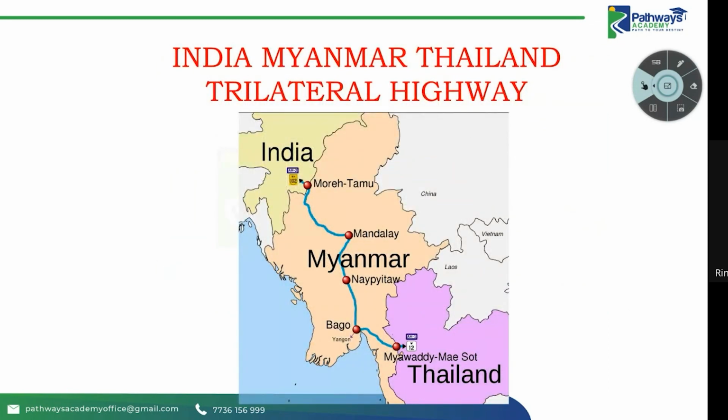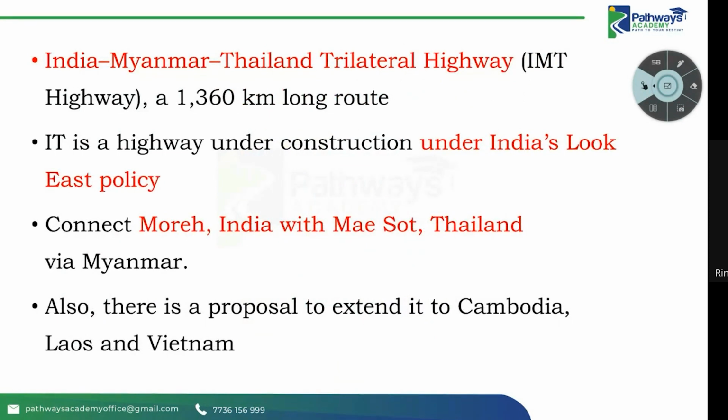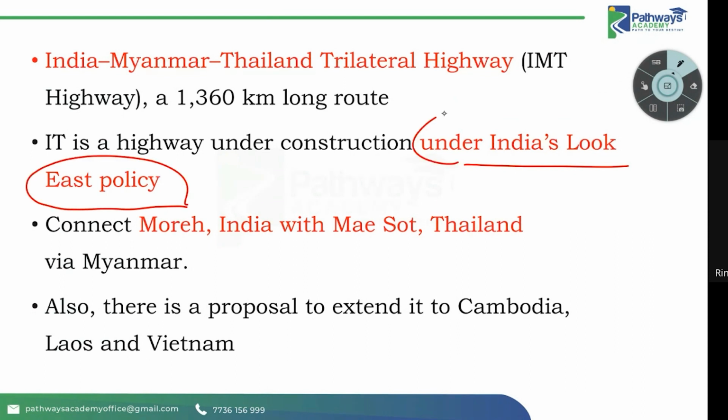Then the trilateral highway. The trilateral highway includes India, Myanmar, Thailand. It is under India's Look East policy. Please write it down. It comes under India's Look East policy.